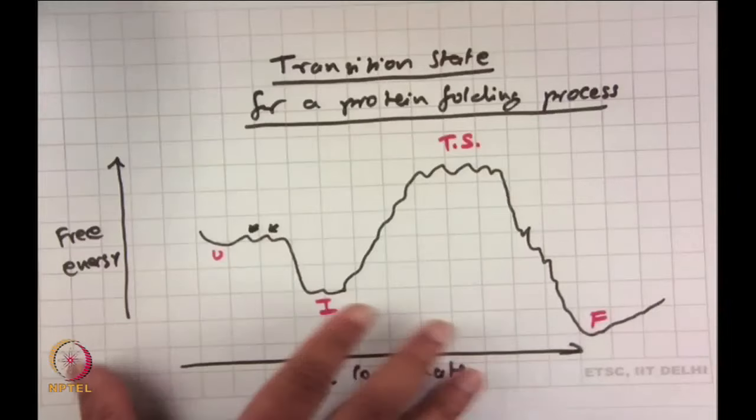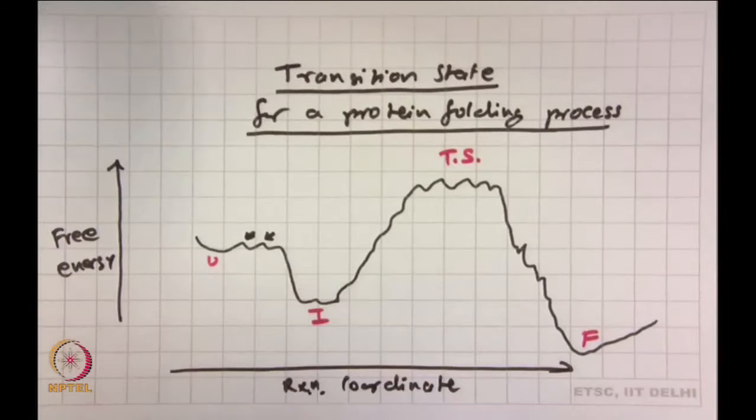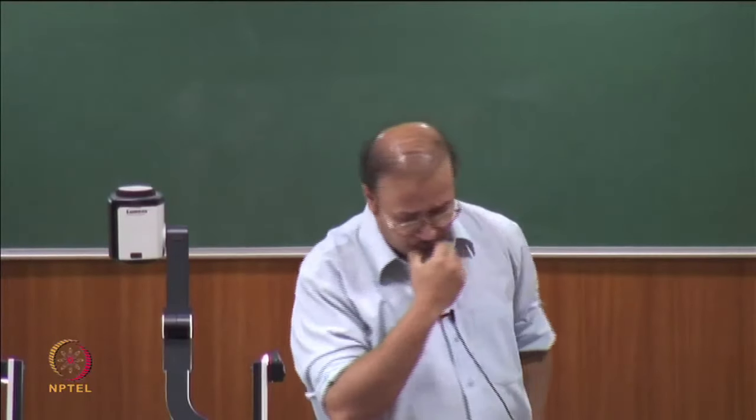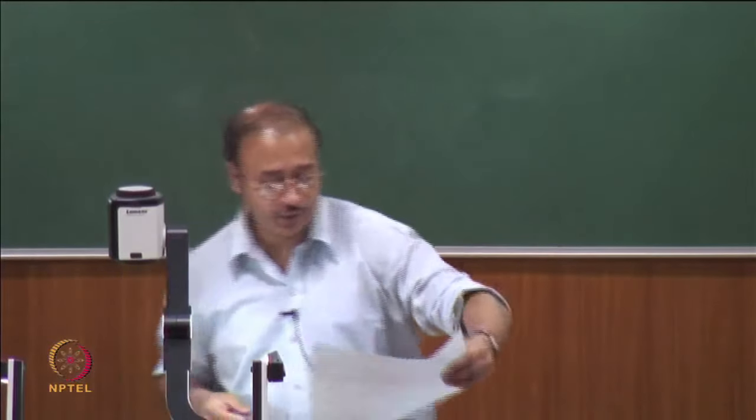So this is how you would try to model the transition state picture of a protein. Model in the sense of a picture, okay. And this is vastly different from that of a molecule undergoing bond scission. Okay. Right. Now, let us look at the model. This you know in terms of equations.